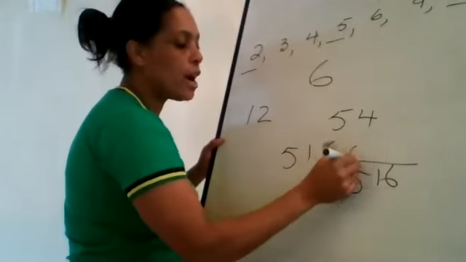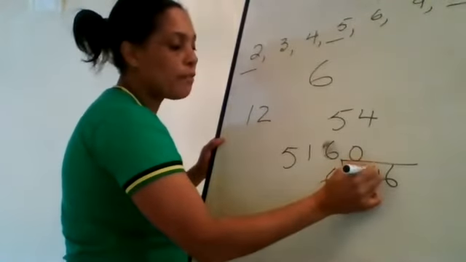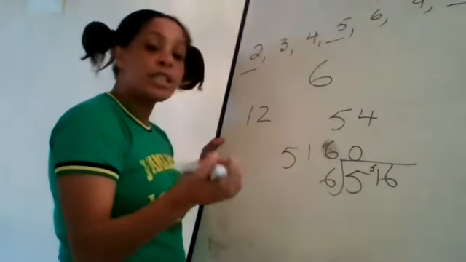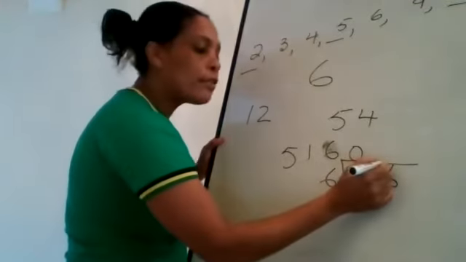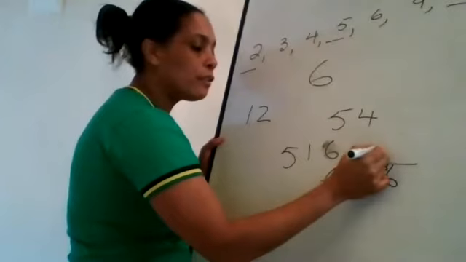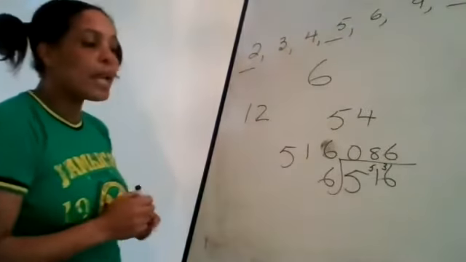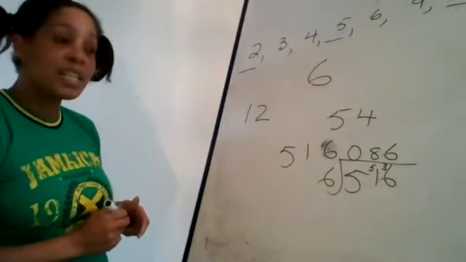6 into 5 I can't, so I put a 0. Put my 5 here. 6 into 51, 6, 8, 48, 49, 50, 51. So I have 3 left over. So 6, 8, 48, and 3 is left over. 6 into 36 is 6. So I get my answer to be 86 and nothing is left over.